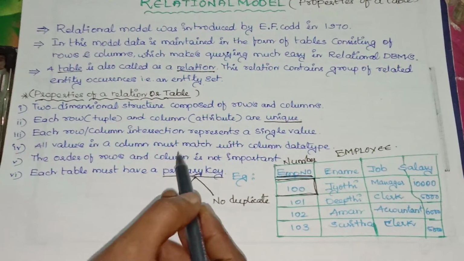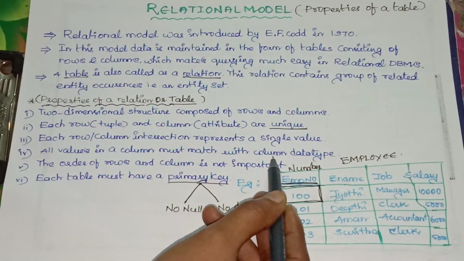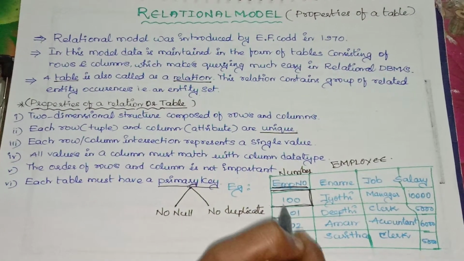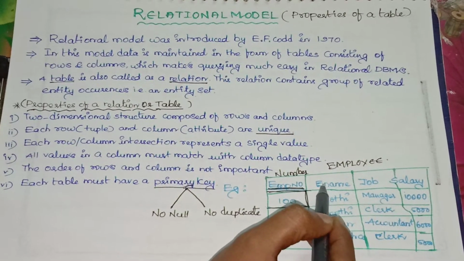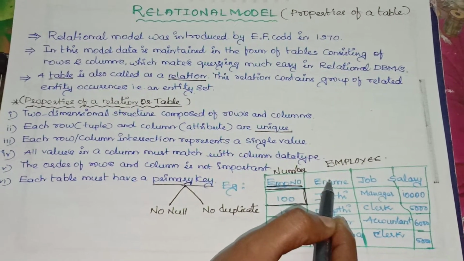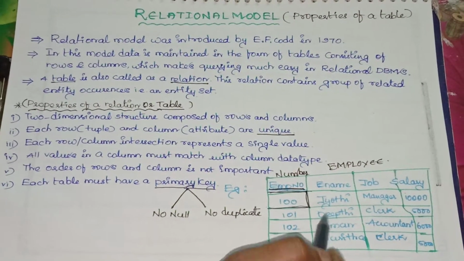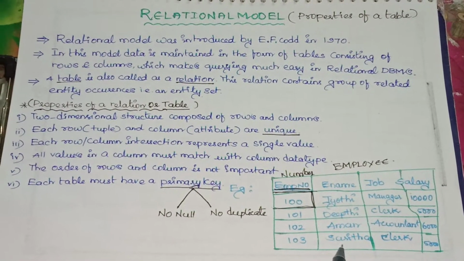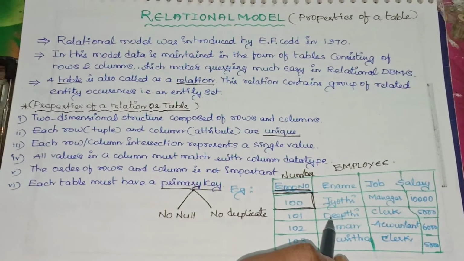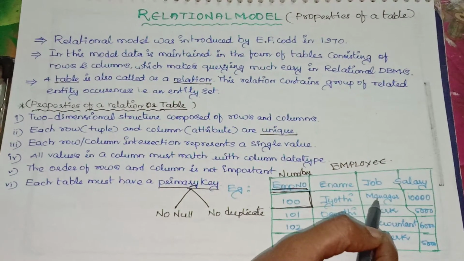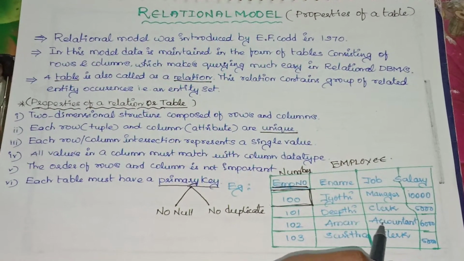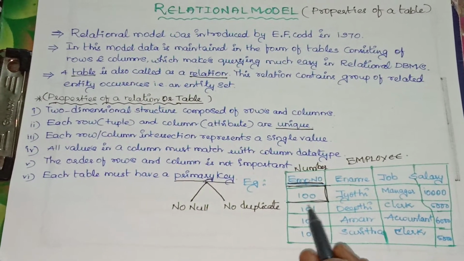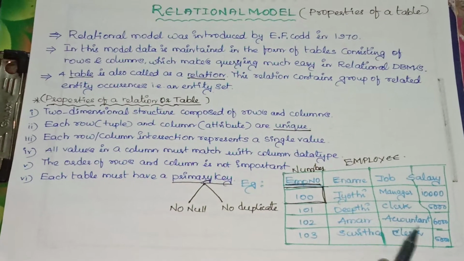And all values in a column must match the column data type. Here employee number is of number type, so only numbers are allowed. And ename is of type varchar2, a data type to insert name type of data. So only that type of data is allowed, not number type. Varchar2 takes name type of data, like alphabets. Like that, every value of a column must match the column data type.